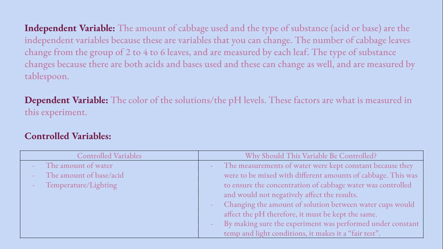For controlled variables, first is the amount of water. The measurements of water were kept constant because they were to be mixed with different amounts of cabbage. This was to ensure the concentration of cabbage water was controlled and would not negatively affect the results. Next, the amount of base or acid used. Changing the amount of solution between water cups would affect the pH, therefore, it must be kept the same. Lastly, temperature and lighting. By making sure the experiment was performed under constant temperature and lighting conditions, it makes for a fair test.